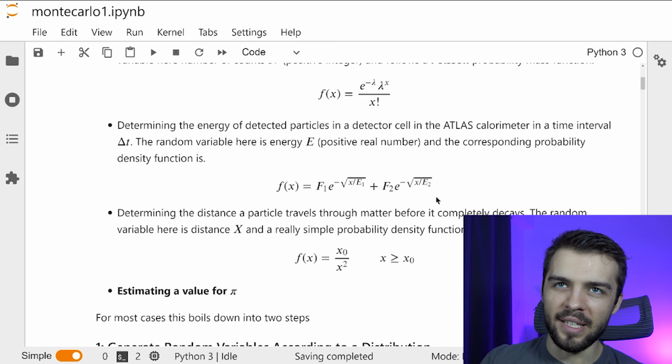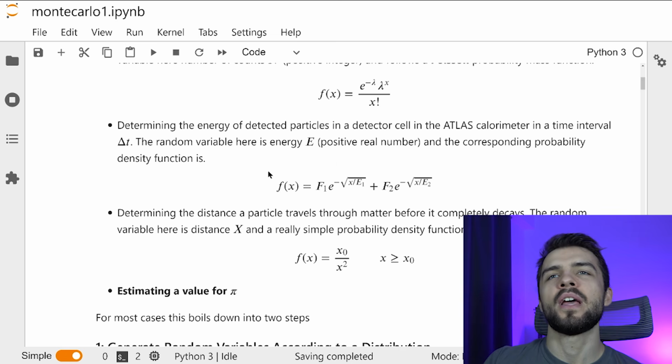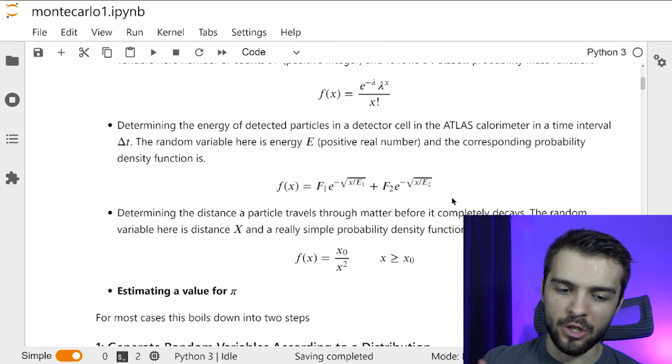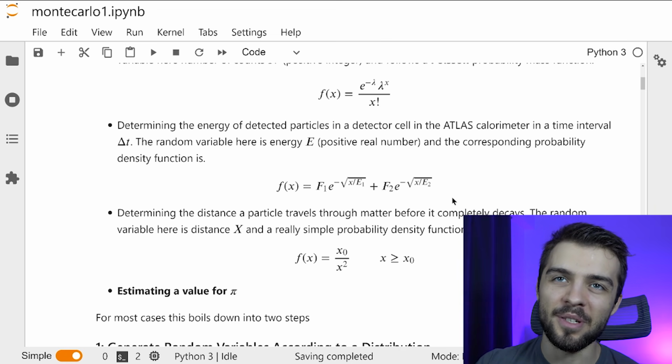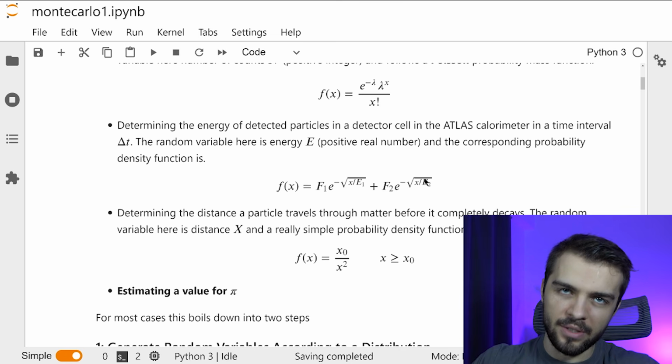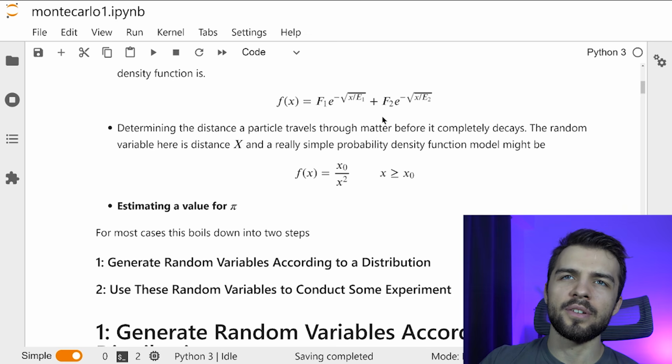So this is my probability density function here, and we'll get into that in the video. This is actually a good model for the Atlas liquid argon calorimeter. This is a model that I used in my thesis, and it represents things really well. And there are particular values of F1, E1, F2, and E2 that you would fit to some real data that you measure. There's another example here you can look at.